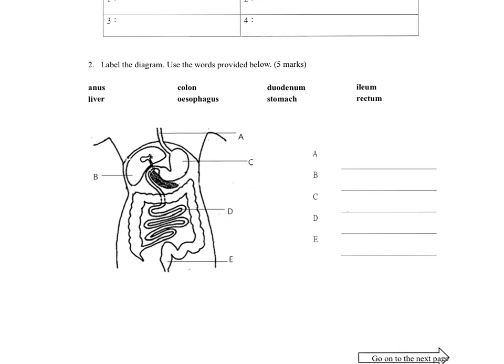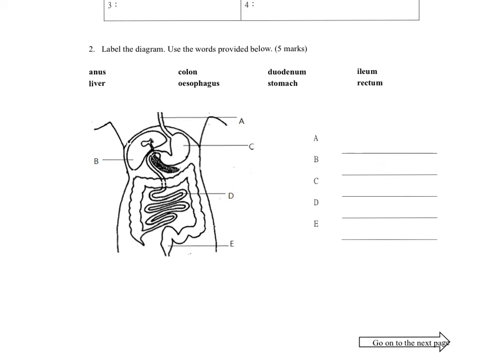Next is the structure of the alimentary canal and also the organs in the digestive system. A is esophagus. And next is C, stomach. And B is the liver. And we can find D is ileum. For E, some wrote that it is anus. However, it should be rectum. Anus is the last part of the alimentary canal. It's the exit. So E is rectum, but not anus.